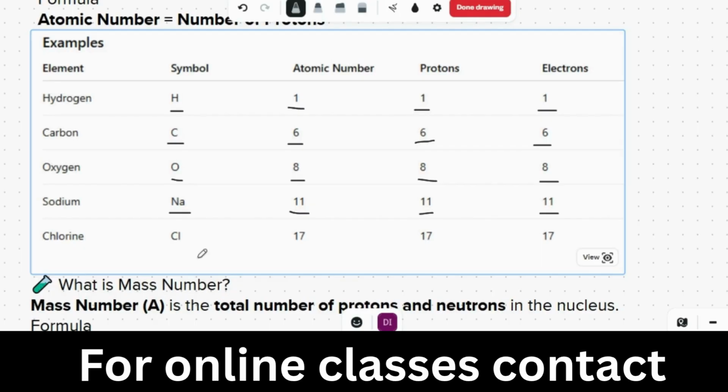Chlorine, its symbol is Cl. It has an atomic number of 17. It has 17 protons and 17 electrons.